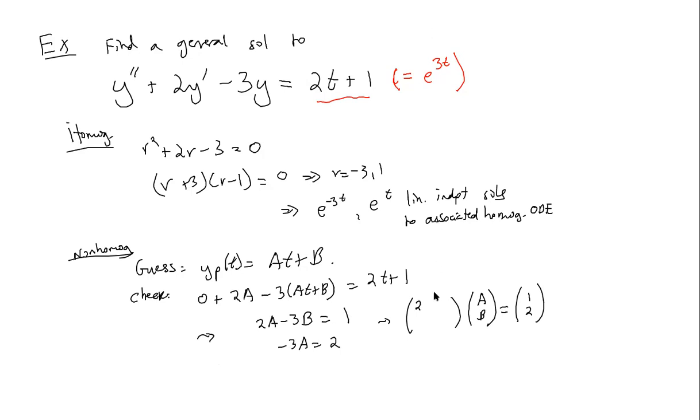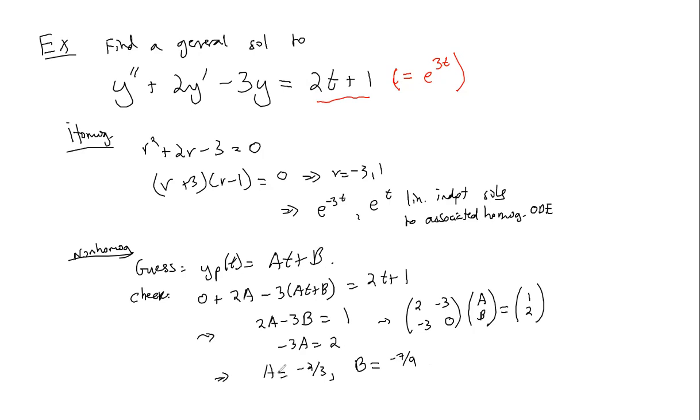So we get, I mean, if you want, you can write it as a matrix equation. And now we just solve, right? So we get that A is negative 2/3. B is whatever, 1 minus 2A, that is 1 plus 4/3, 7/3, and then divided by negative 3. So negative 7/9 or something. This is where it's easy to make mistakes.